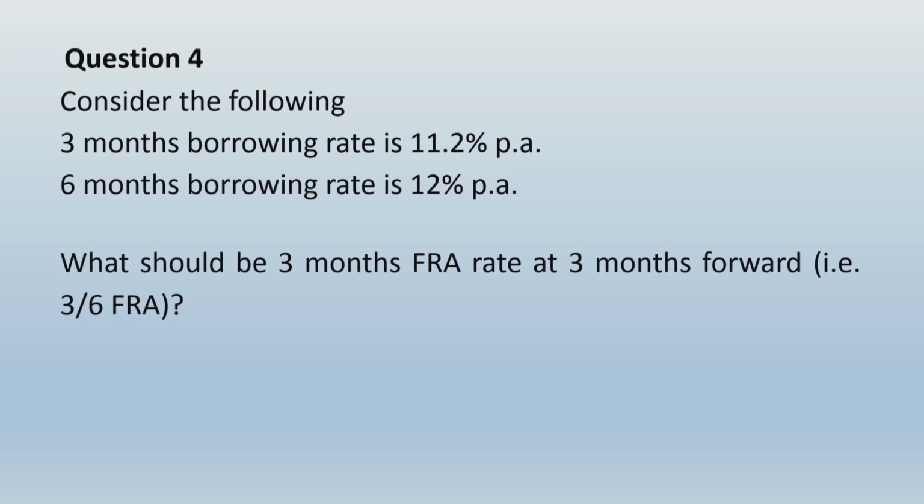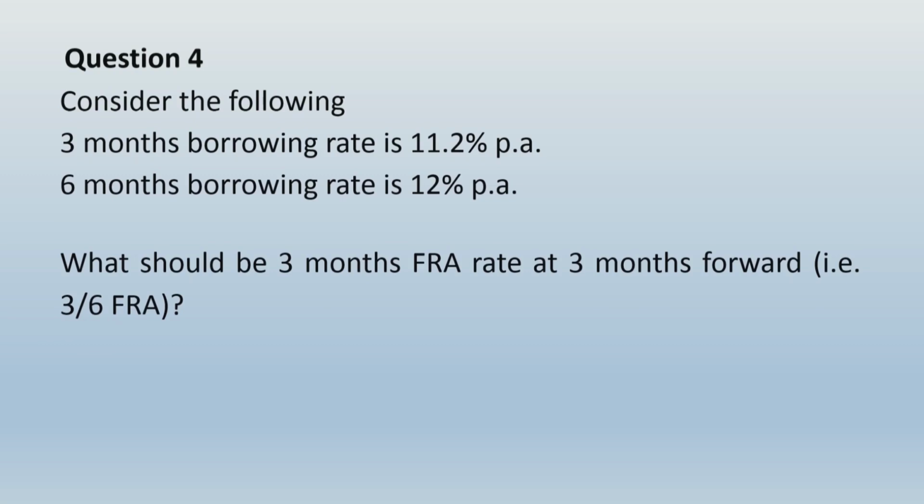Friends, never forget how to interpret this line of 3/6 FRA. 3/6 FRA means you would want to borrow or invest after 3 months from now and for a period of 3 months only. That means your borrowing or investment begins after 3 months and ends after 6 months from now. So your period of borrowing or investment will be just for 3 months only.